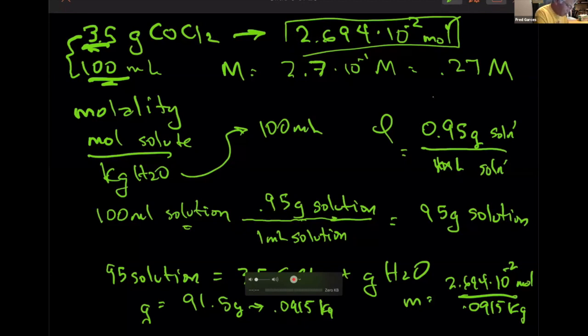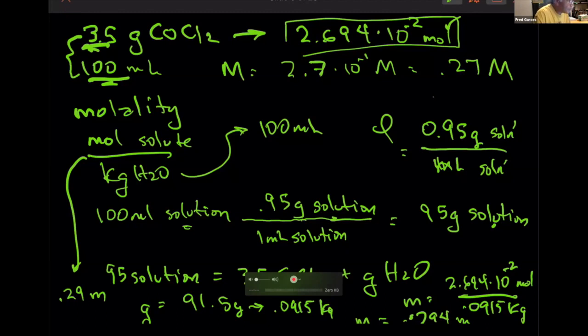So I'm going to punch in 2.694 E negative 2 and divide by 0.0915. Again, even though we have 95 grams of solution, when we subtract off the cobalt chloride, that comes out to 91.5 grams, but we have to express it in kilograms. So the molality of this particular solution is going to be 0.294 m. I apologize for running out of real estate. So let me write it over here: 0.29 small m for molality.